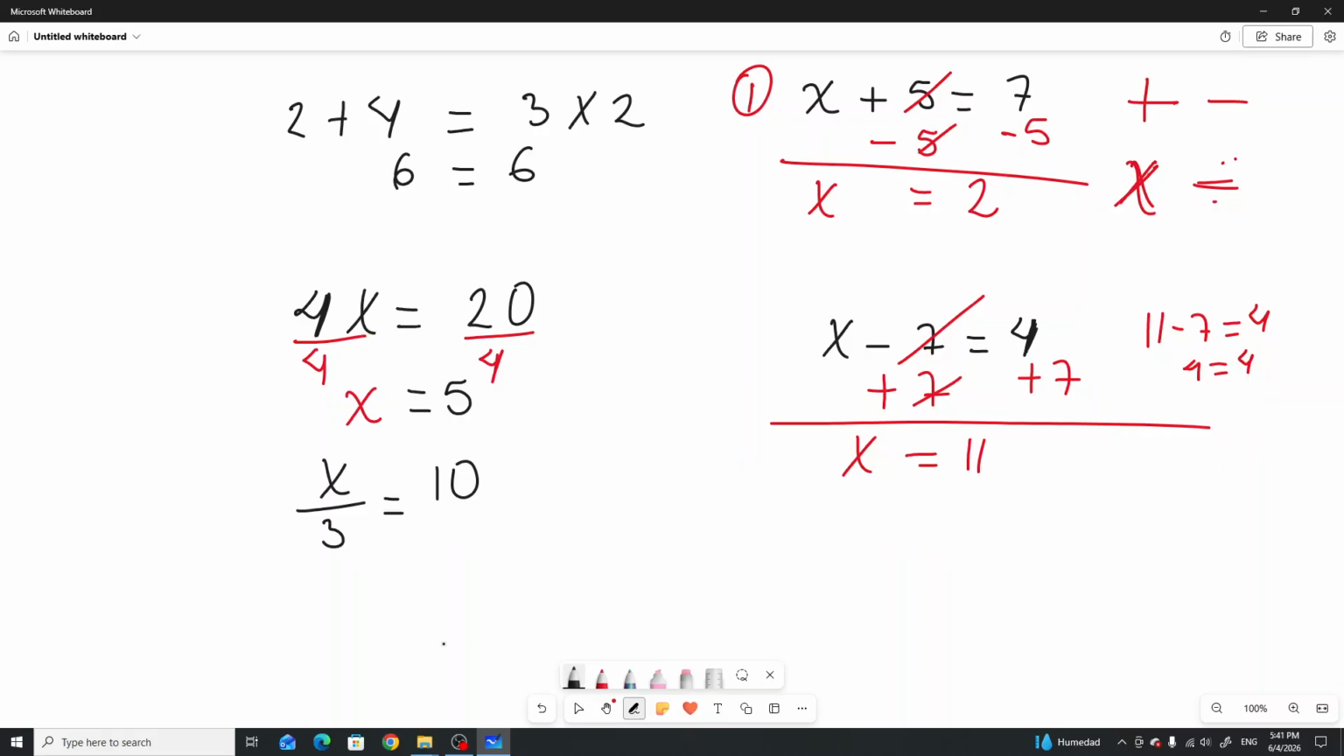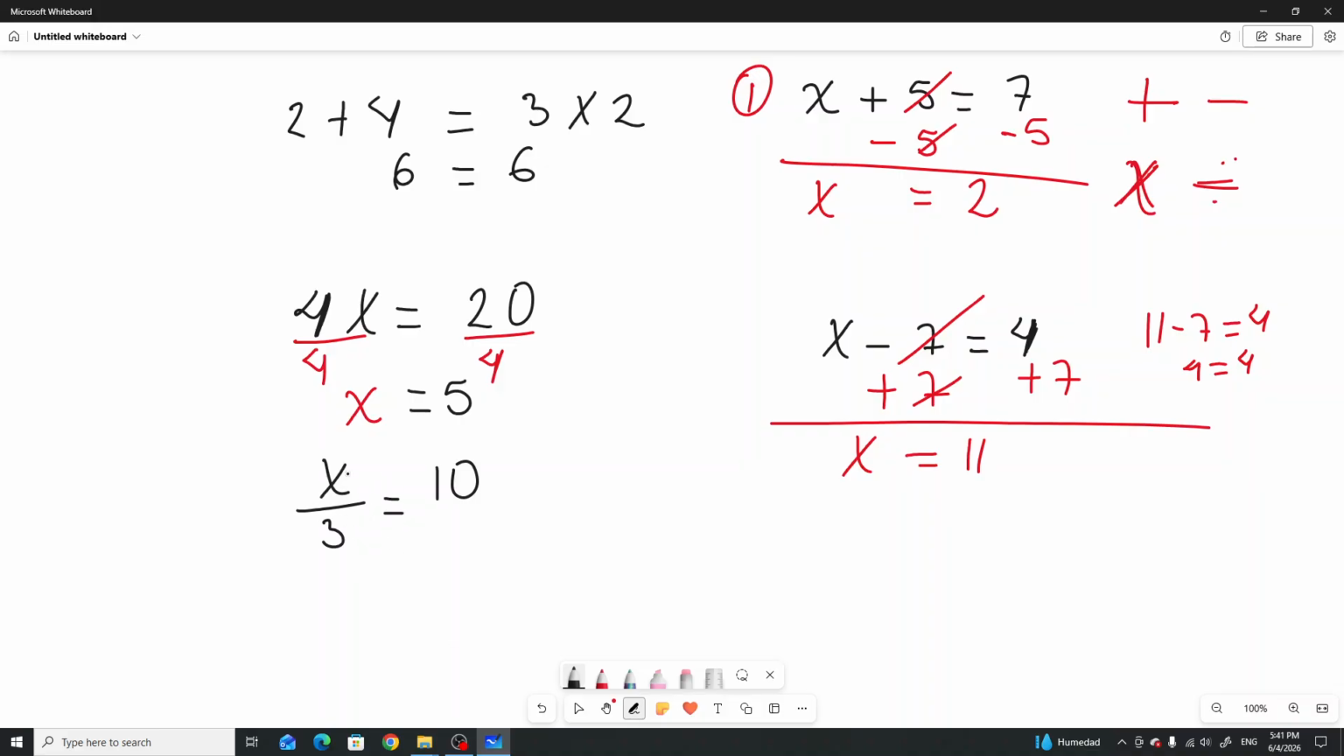Okay, now let's do the final example. These are very, very easy. These are what are called one-step equations. It's just one step and then you solve the equation. But I consider this a great approach to equations.